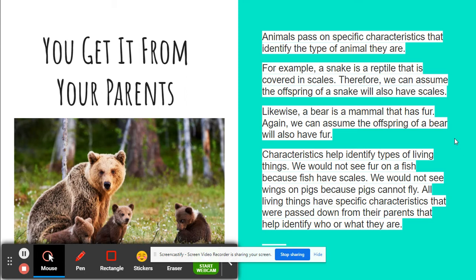Characteristics help identify types of living things. We would not see fur on a fish because fish have scales. We would not see wings on a pig because pigs cannot fly. All living things have specific characteristics that were passed down from their parents that help identify who or what they are.